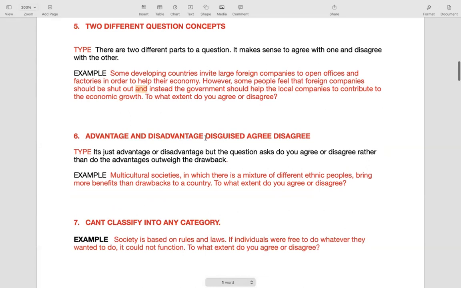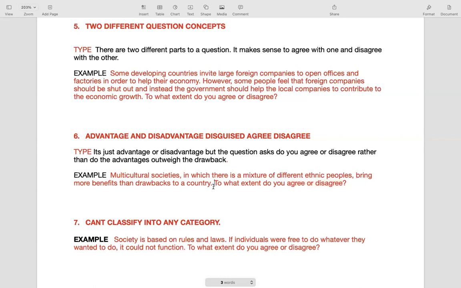Next one, advantage, disadvantage. Visible, right? Sixth one. Yes. Okay, so advantage, disadvantage is just an essay like advantage, disadvantage. But instead of asking, do the advantages outweigh the disadvantages, they ask, do you agree or disagree? For example, in this question, they'll say multicultural societies bring more benefits than drawbacks. Normally they ask, are the advantages of multicultural societies more than the drawbacks? Do you think the advantages of multicultural societies are more than the drawbacks? So normally this is the question.